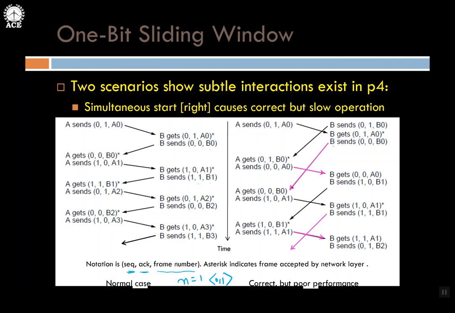So what has happened here? B sends. Now A gets this, forwards it to the network layer, and then B sends B0 again. What? It is sending its own frame. Why is it sending 0 again? Because it has not got the acknowledgement of this, because A has not sent the acknowledgement. Therefore, retransmission of 0 and acknowledging 0 which it has got from A.